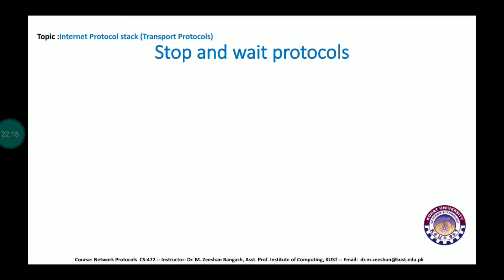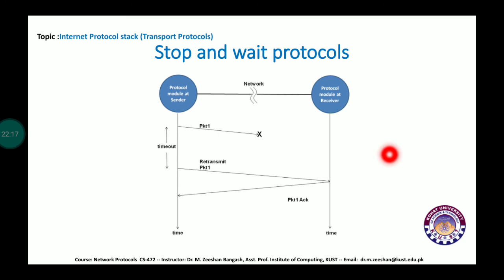So we can look into it in that diagram: while the packet from the sender is directed towards the destination, it is lost. Since the sender does not receive any acknowledgement for a particular time, which is called the timeout duration, it will retransmit this packet 1 towards the destination, and within that timeout an acknowledgement is received.